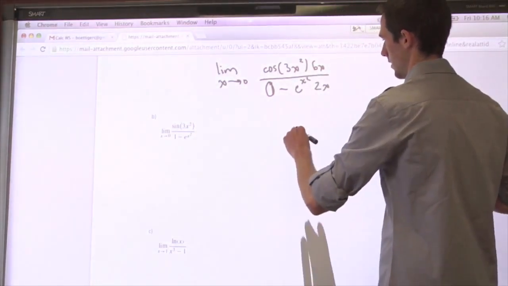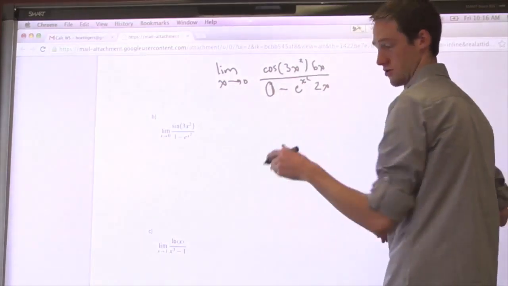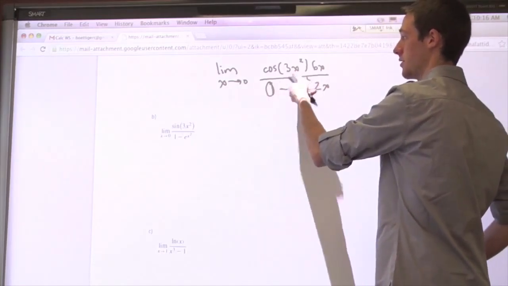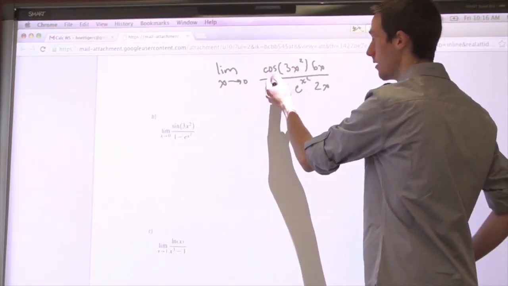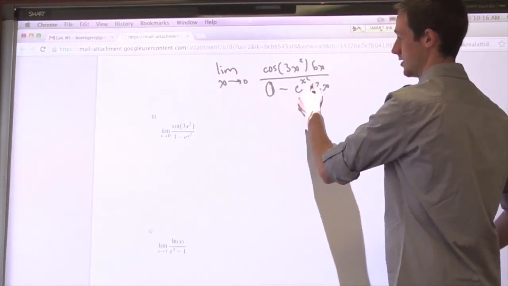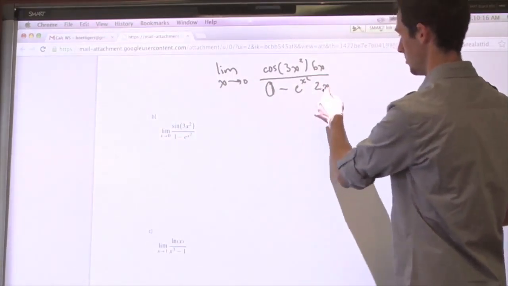Okay, so now you look at it and you see that if you plug in 0, because of the 6x and the 2x, you're still going to get 0 over 0, so that would be bad. And if we took another derivative of this, we'd get a sine term here, and the sine of 0 is going to also be 0. This stuff's still going to be e to the x squared, and it'll still be multiplied by this 2x, so we'll still have 0 over 0 if you take it again.